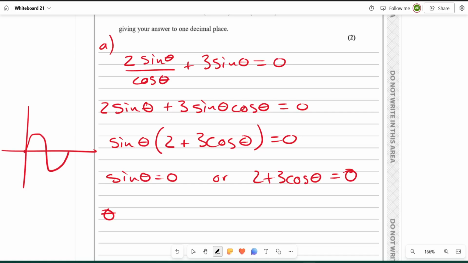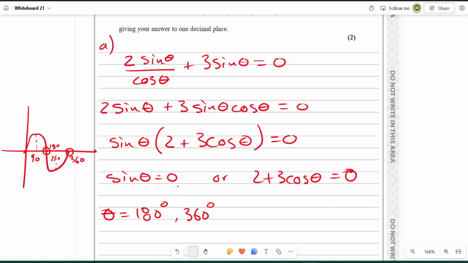So this is 0, this is 90, 180, and this is 270 and 360. So where sine is 0 is basically going to be at 180 and 360. So theta equals 180 degrees and theta equals 360 degrees are going to be my answers to this first part.